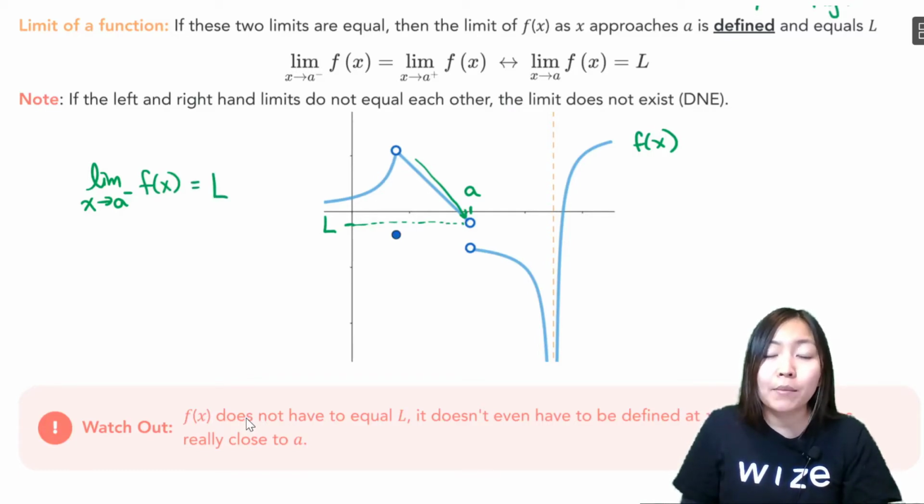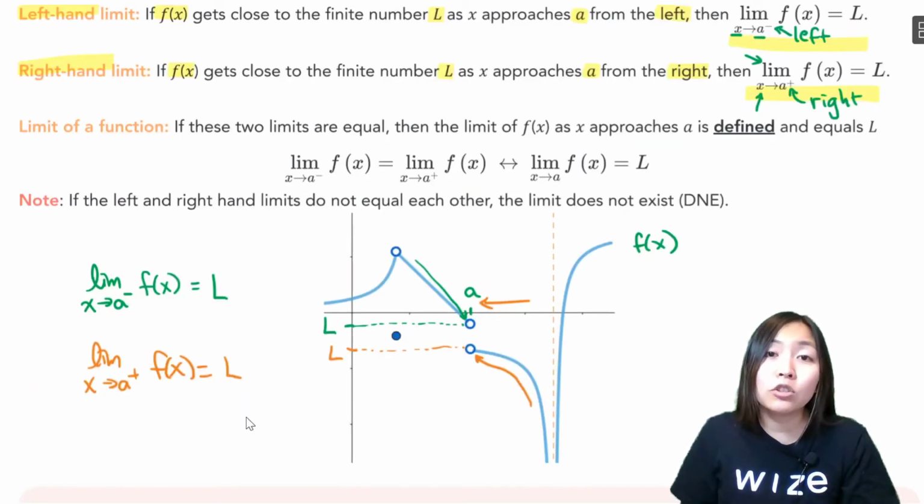So let's say this time I want to approach this a from the right-hand side. Then I'm going to follow along the graph on the right-hand side. So I'm following. Oh, and as I get really close, the y value, or f of x value, approaches a certain number as well. And we say that the limit as x approaches a from the right of f of x equals L.